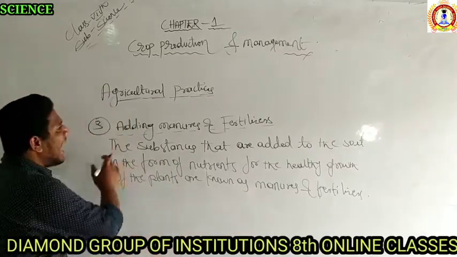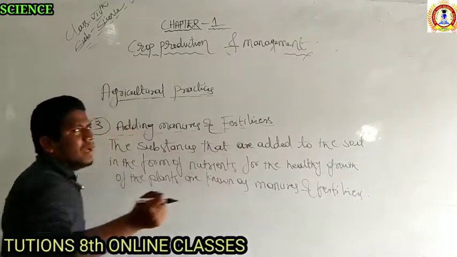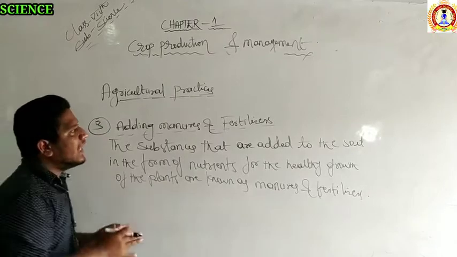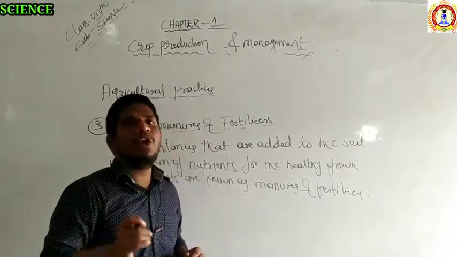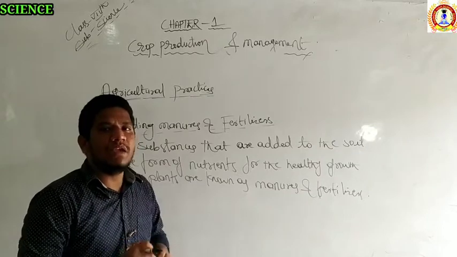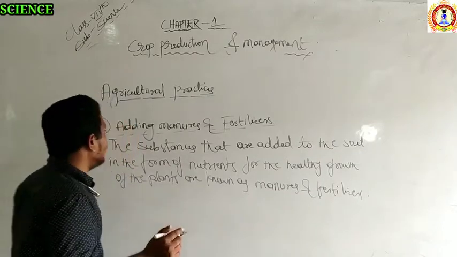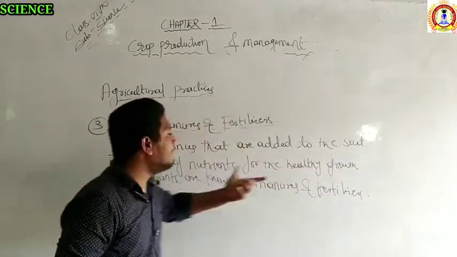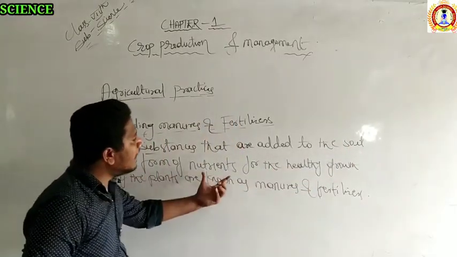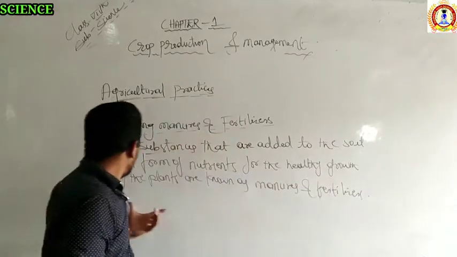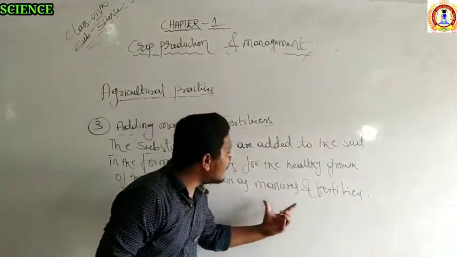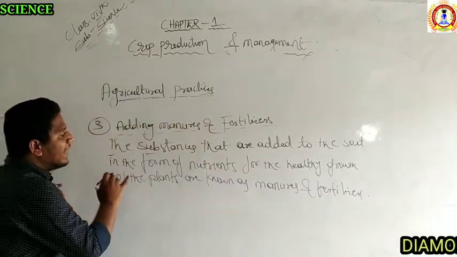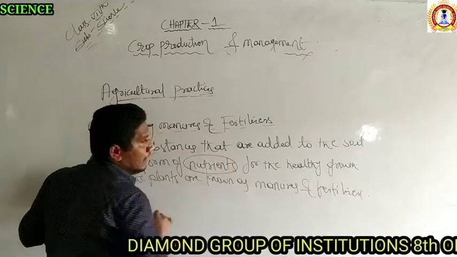So adding manures and fertilizers becomes very important for the healthy growth of plants. If you are not adding the fertilizers and manures, the crops will not be that healthy. As a result, you will lose crop quality. The substances added to the soil in the form of nutrients for the healthy growth of the plants are known as manures and fertilizers. That means the substance which is added in the form of nutrients in the soil.